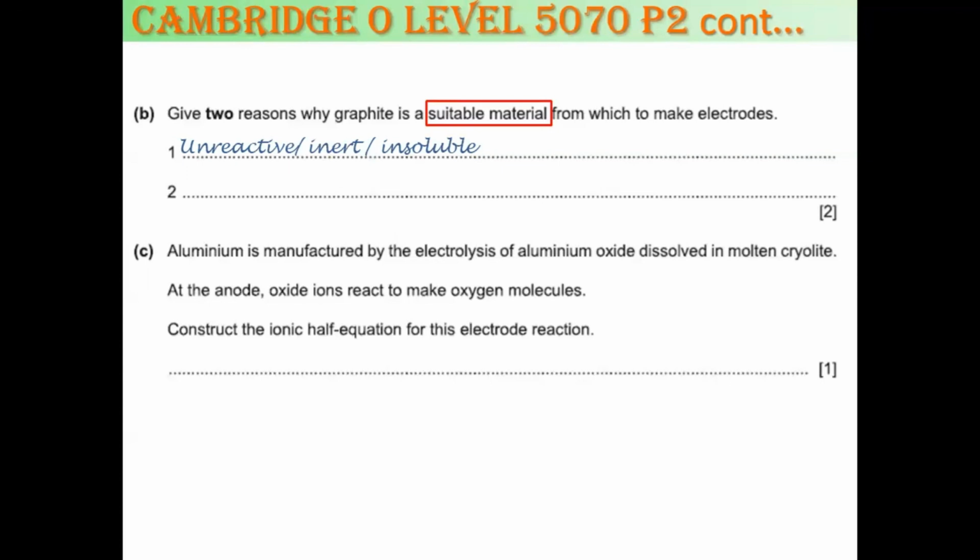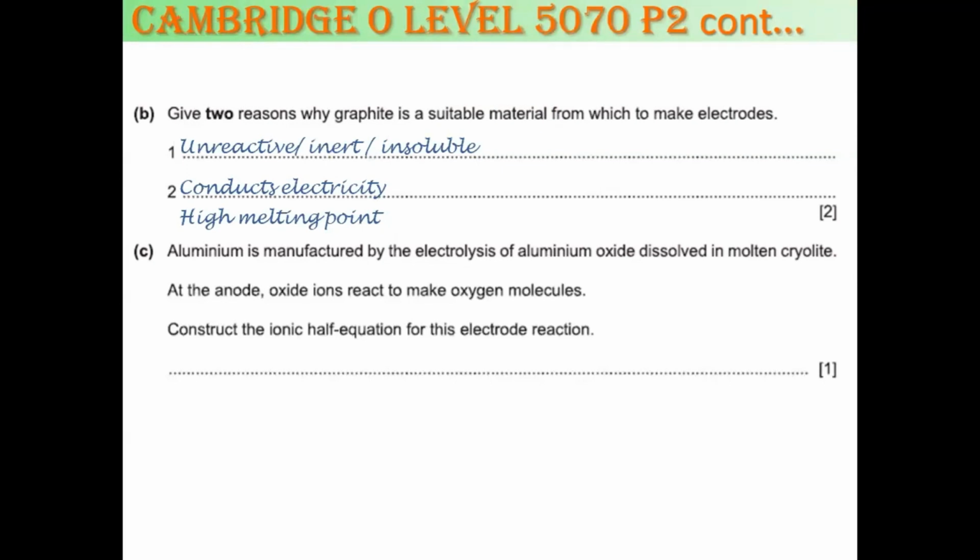The second possible answer that you could give here is conducts electricity. That is the second point. You could say graphite is a good conductor of electricity. Means the same thing. Now there is an extra point that we can give here, which is point number 3. In my case, high melting point.